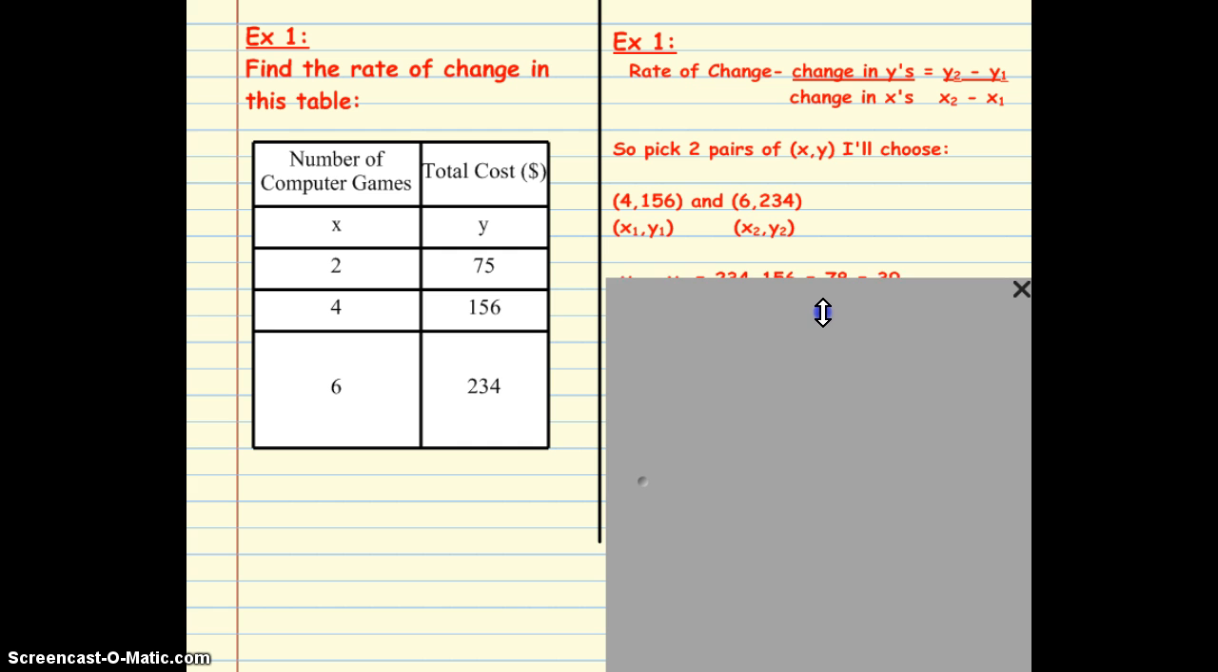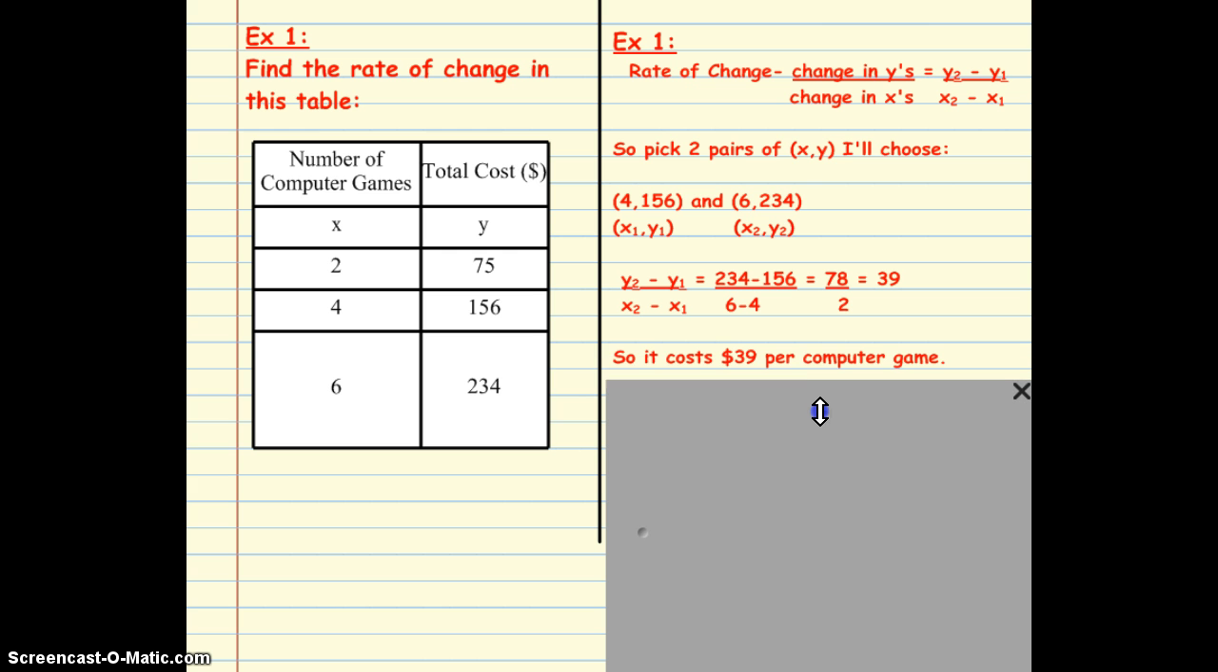Then what we're going to do is set them up and find our rate of change. So we're going to take our y2, which is 234, and we're going to subtract our y1, which is 156. 234 minus 156 is 78. Down in our denominator, we are going to subtract our x values. So x2 is 6, x1 is 4. So I'll subtract my 6 minus 4 and get 2. So my change in y's is 78, my change in x's is 2. I divide those and we get 39.